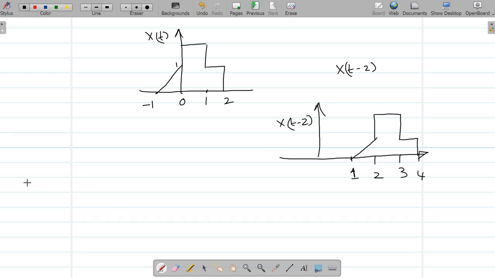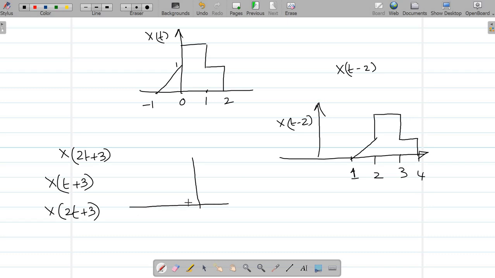Suppose I want to derive x of 2t plus 3. For this, the sequence that we have to follow is, first we will have to advance it by 3 units, and then we have to do the time scaling operation. So let me first advance the above signal by 3 units. So that means the signal will have values.